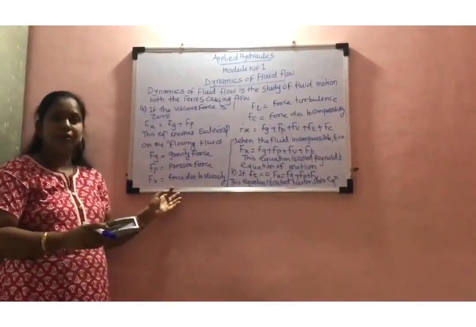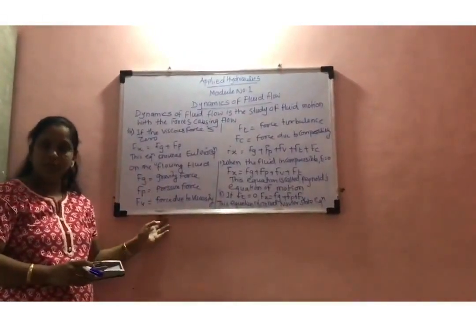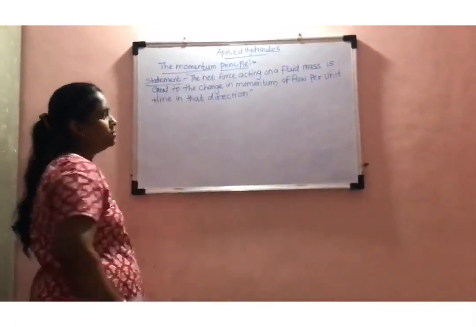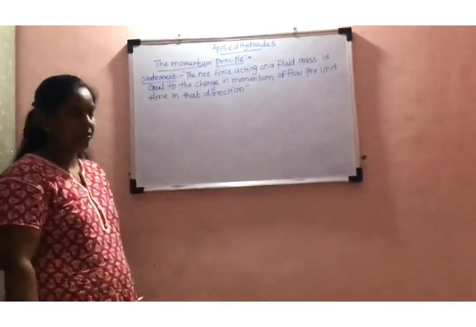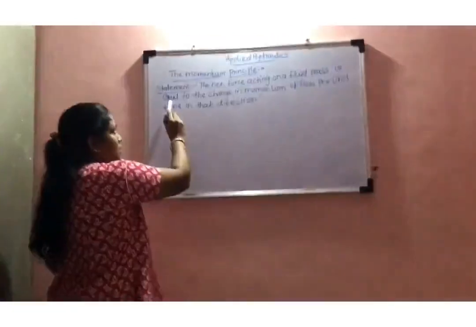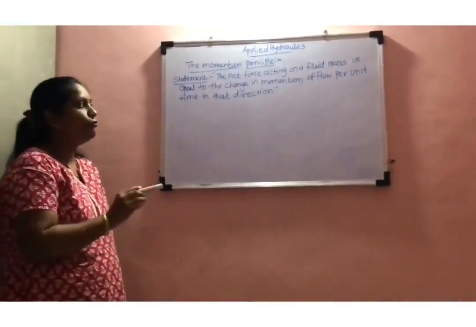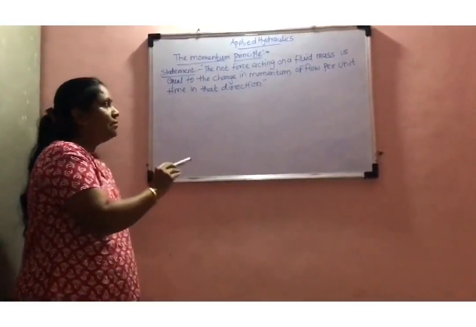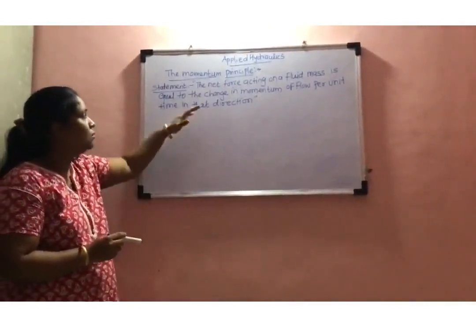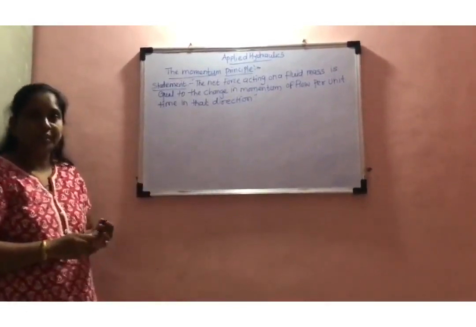And in the last year already we had derived the Bernoulli's equation from the Euler's equation. Now we are going to see the momentum principle. The statement of momentum principle is that the net force acting on a fluid mass is equal to the change in momentum of flow per unit time in that direction. So here we are going to see its equation or mathematical form.